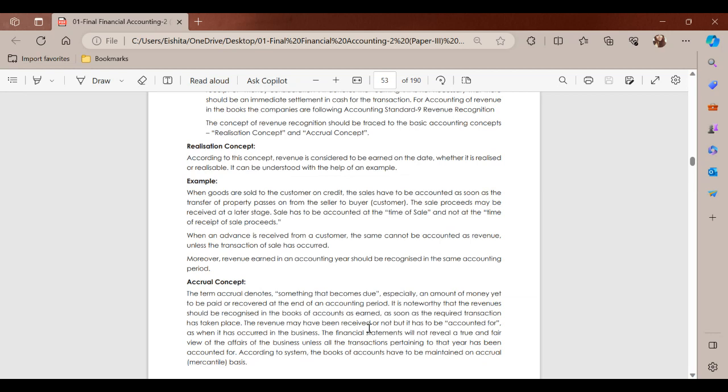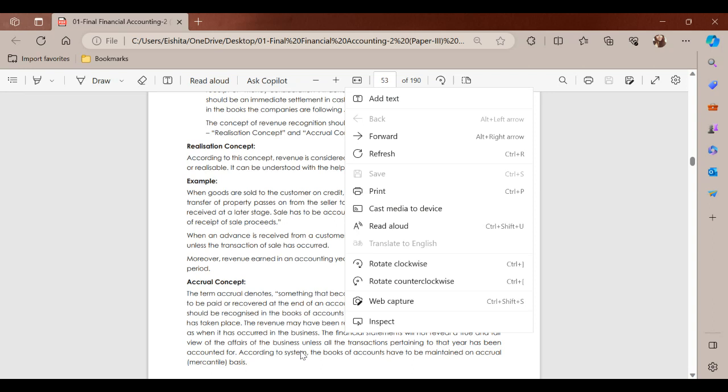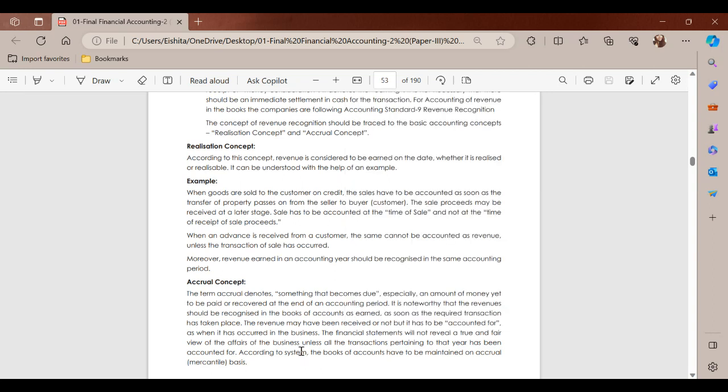The books will not reveal a true and fair financial picture of the affairs of the business unless all the transactions pertaining to that year are accounted for. So I will not see the financial strength of the company unless I am able to show the financial transactions throughout the year, that is April to March. According to the system, the books of accounts are maintained on accrual basis. The point to be noted is that companies are required to maintain the books of accounts on accrual basis. That is a must for a company, whereas a proprietorship concern can, if they want to, show it on a cash basis.